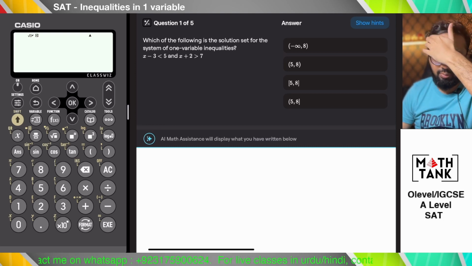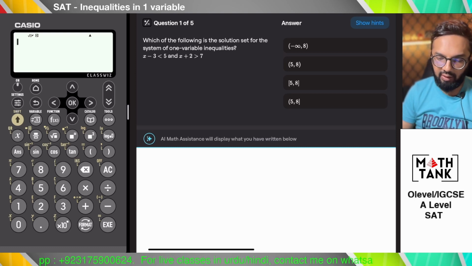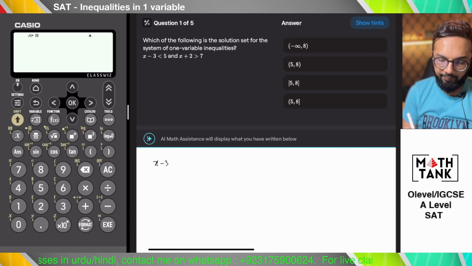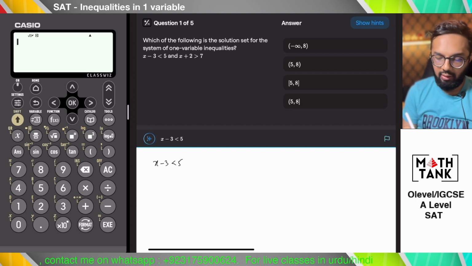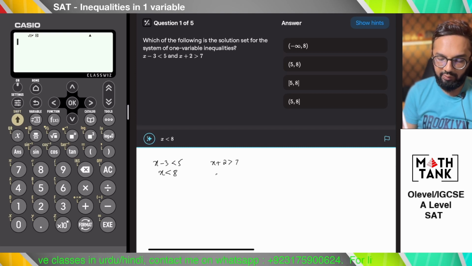Okay. This says, which of the following is the best solution set for the system of one variable inequalities where x minus 3 is less than 5 and x plus 2 is greater than 7. So x minus 3 is less than 5, so x is less than 8, and x plus 2 is greater than 7. So x is greater than 7 minus 2, which is 5.